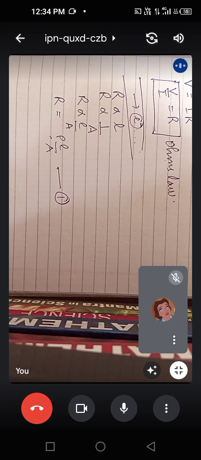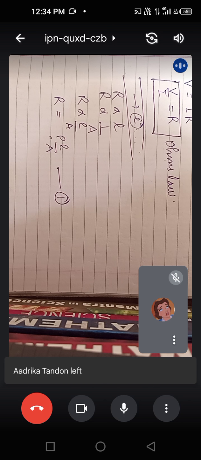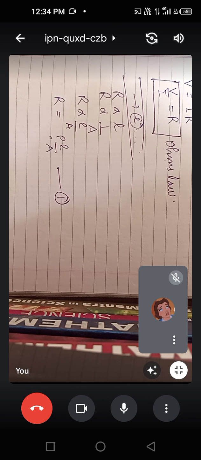So the resistance depends, number one, on the length of the conductor. Resistance is directly proportional to the length of the conductor. The resistance of a wire is inversely proportional to the cross-sectional area of the conductor. Combining both of them, we have R is equal to rho times L by A, where L is the length and A is the cross-sectional area. Rho is called specific resistance.